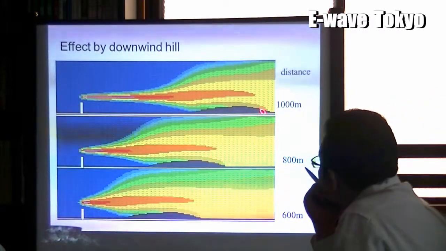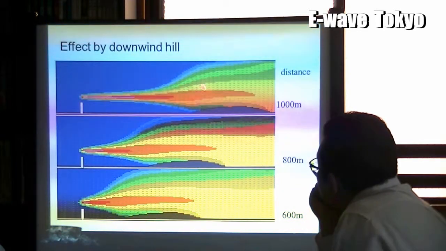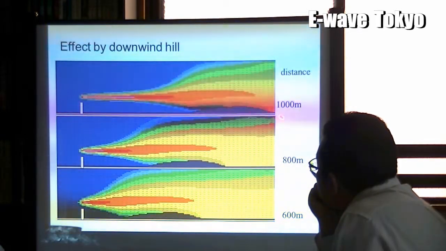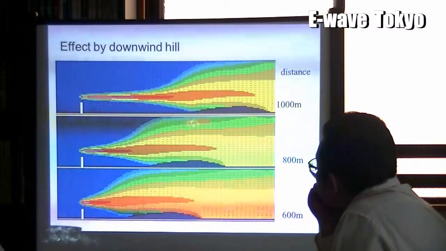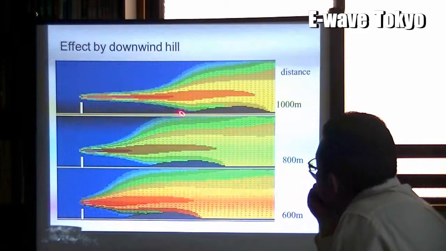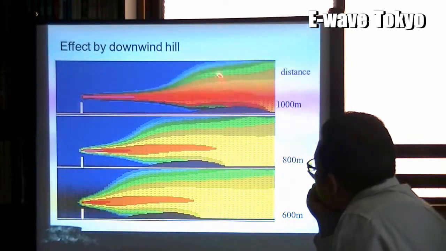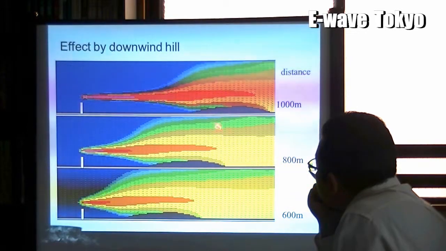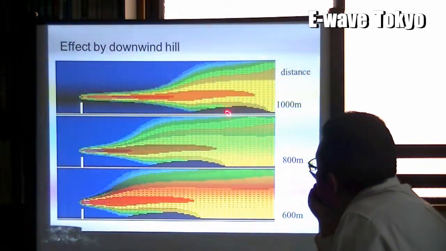This is an example about the air pollution from a stack. When the hill is near the stack, the air pollution goes like this, and the concentration comes down to the ground, and the concentration will be high.